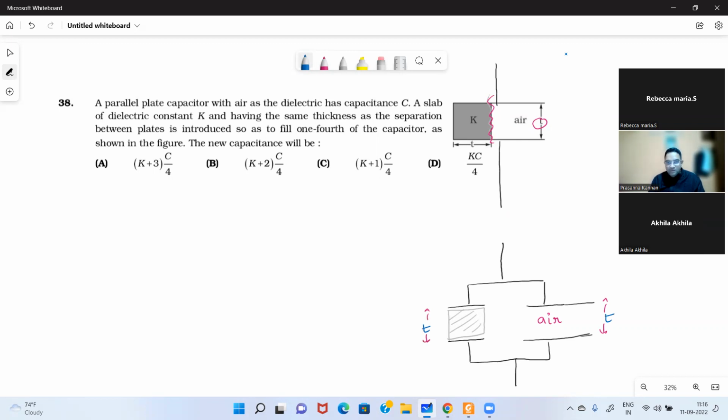Now, the only difference is, if this total area is A, it is given that 1/4 of the capacitor is filled by the slab. Are you able to understand? So 1/4 of the capacitor means, if the total area is A, then what is 1/4 of A? A divided by 4. Understood?